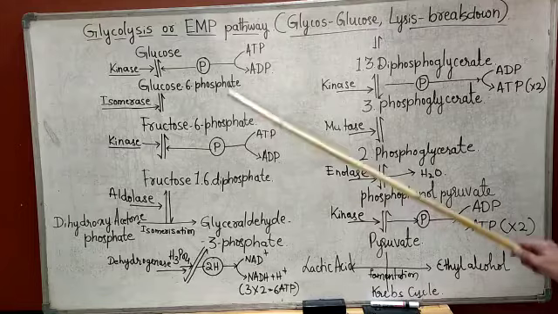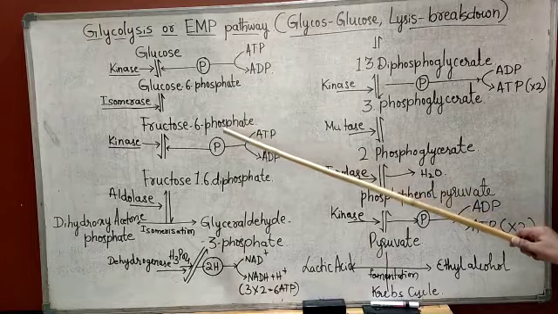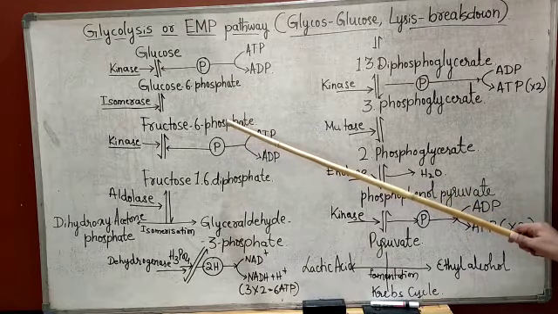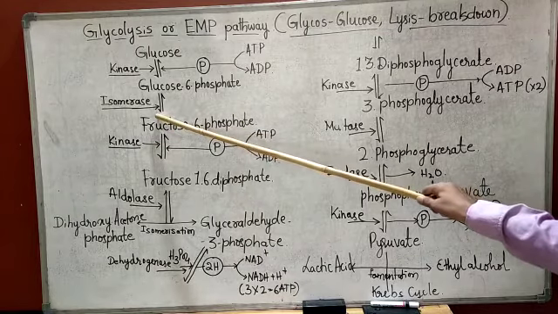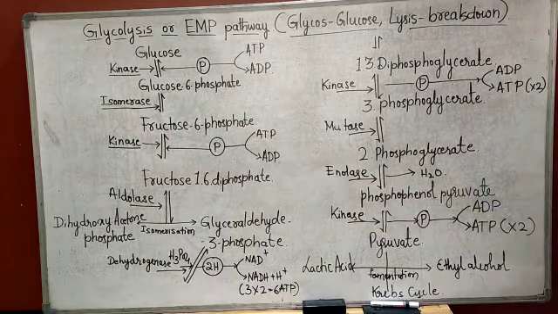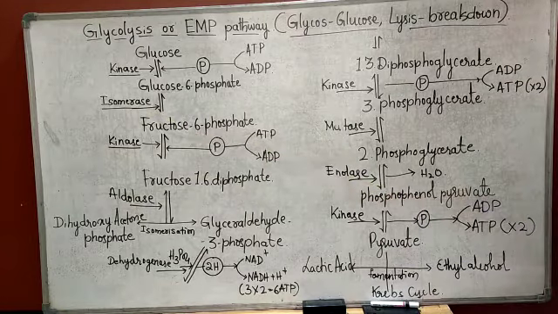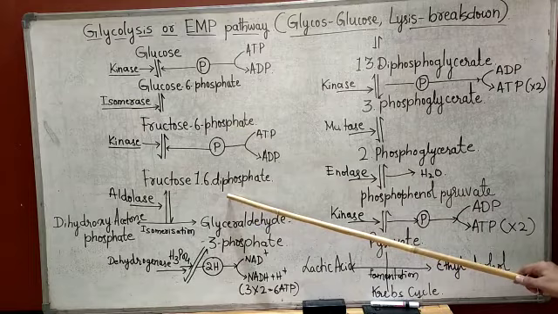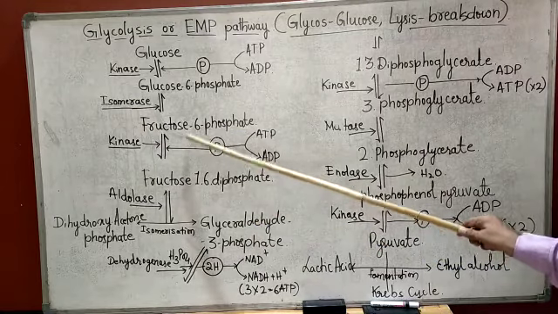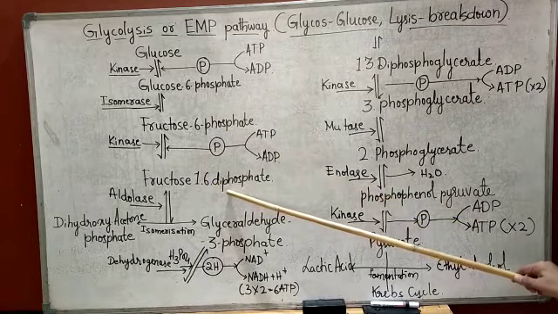That is, glucose 6-phosphate is isomerized to fructose 6-phosphate by the action of isomerase. And that fructose 6-phosphate now undergoes the second phosphorylation. This reaction is the second phosphorylation.